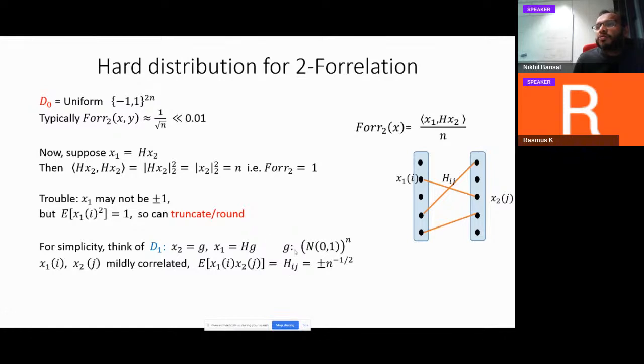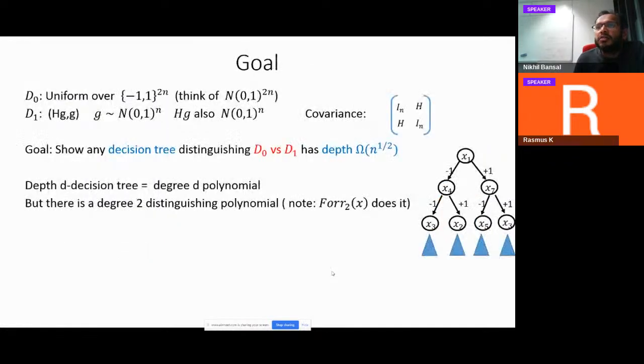So what have we accomplished? If your input distribution is g and hg, the correlation value is large, it's sort of 1. And this is because you have coupled these vectors slightly, but it's a very weak coupling in some sense. And because it's so weak, somehow that's what will let us do root n queries. So let's make this a bit more precise.